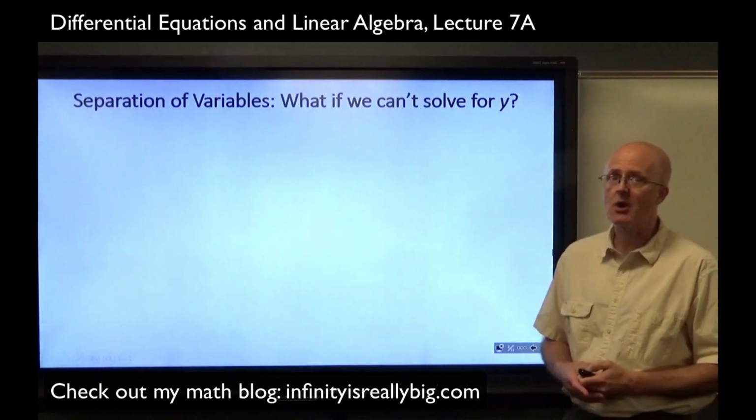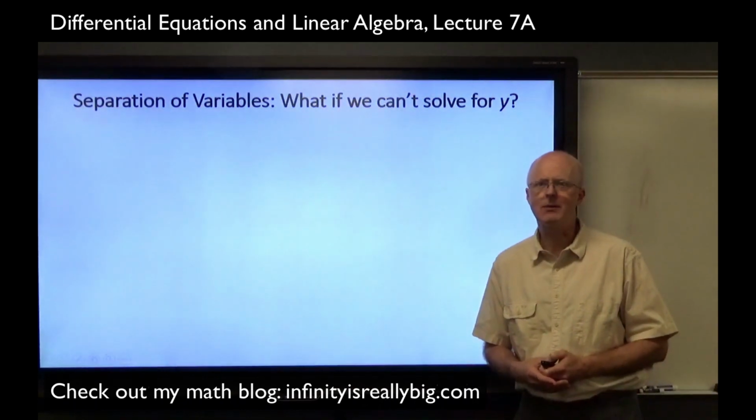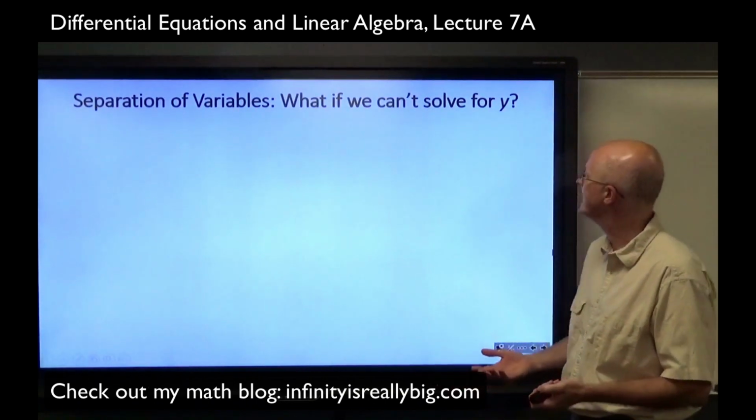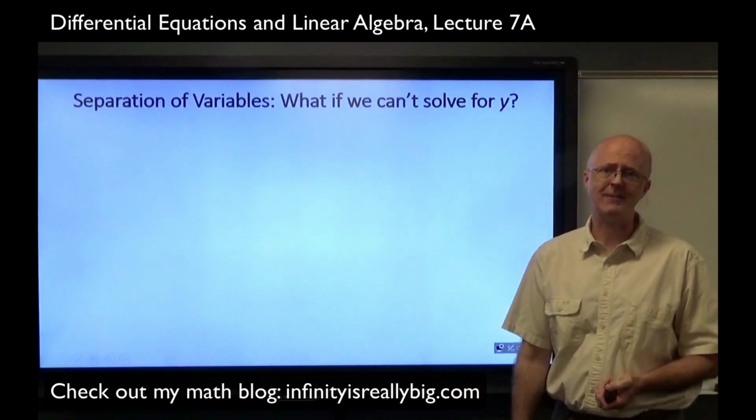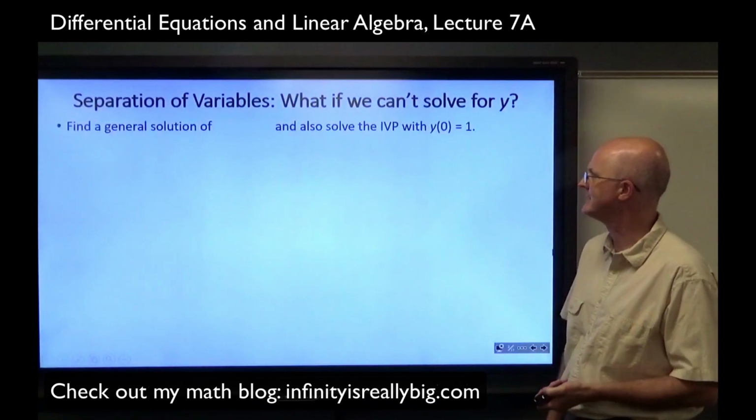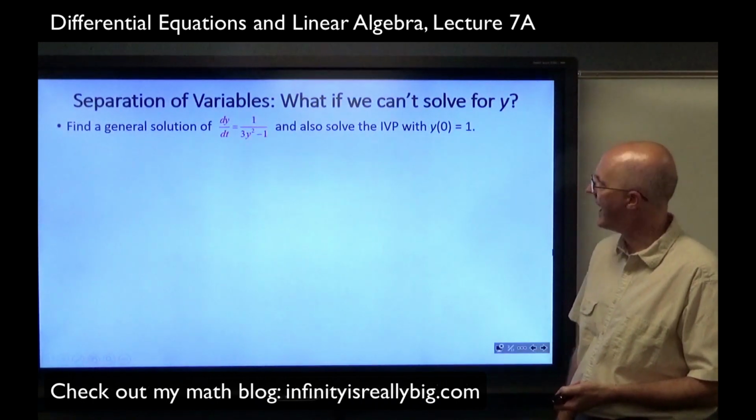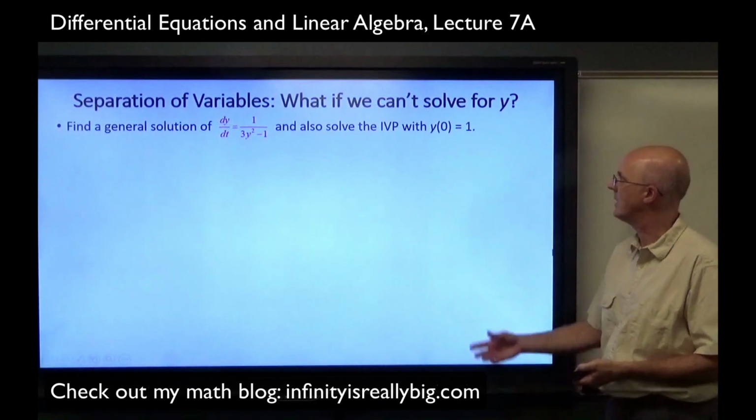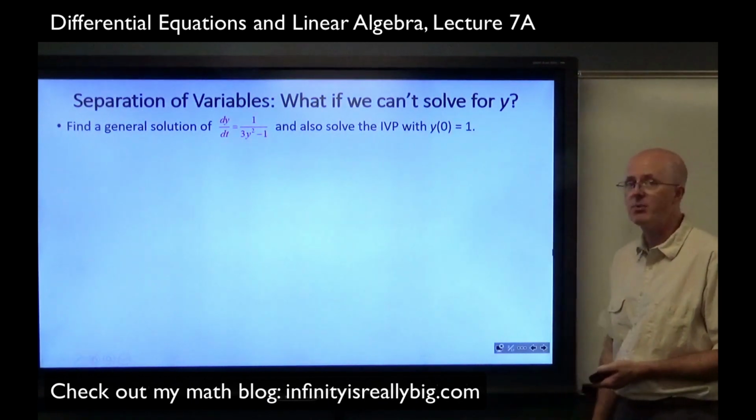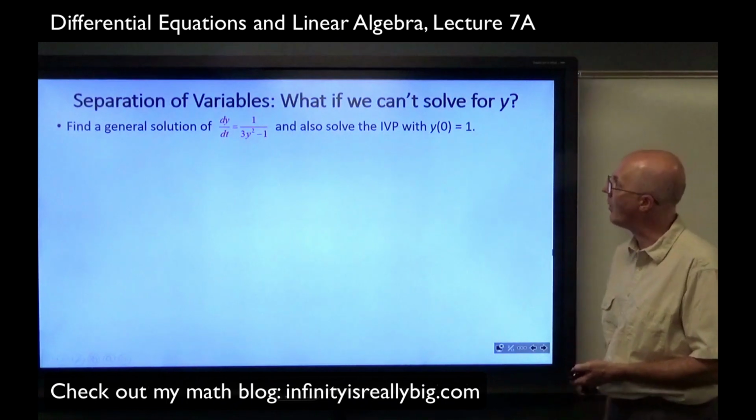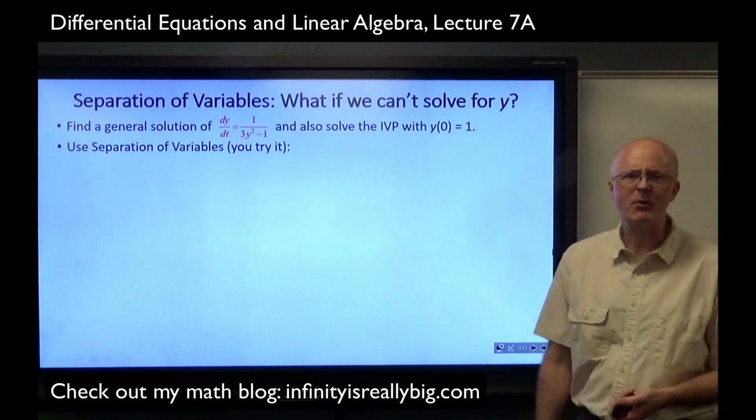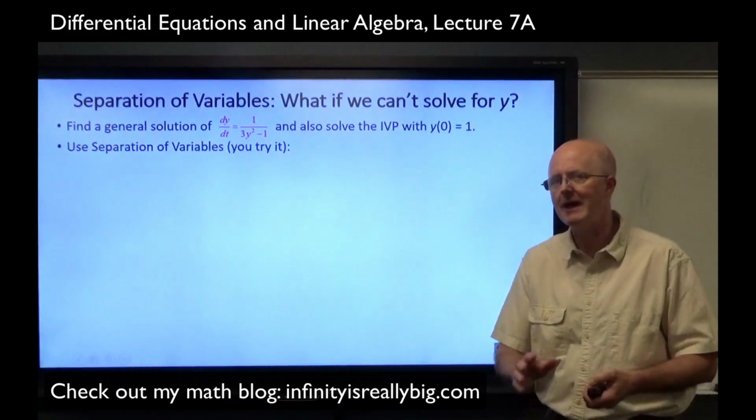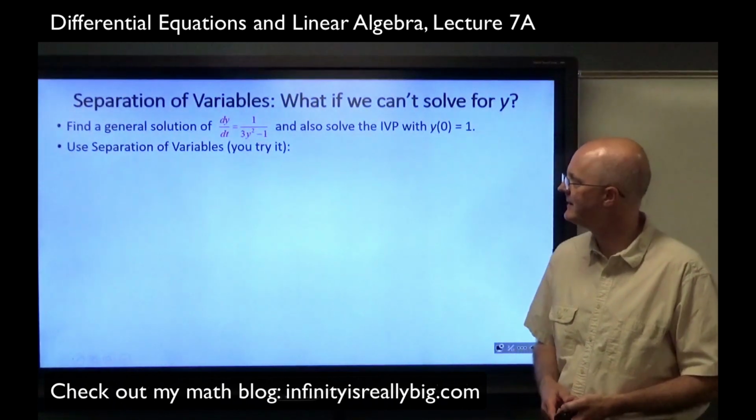All right, so let's start with a problem where we have to use what's called an implicit solution. What if you do separation of variables and you can't solve for y? Here's a fairly simple example where that happens. dy/dt equals 1 over (3y squared minus 1), and we'll also solve the initial value problem that goes to the point (0, 1). Use separation of variables to solve this. You should take the time to try it. Go ahead and pause the video and see if you can do it.